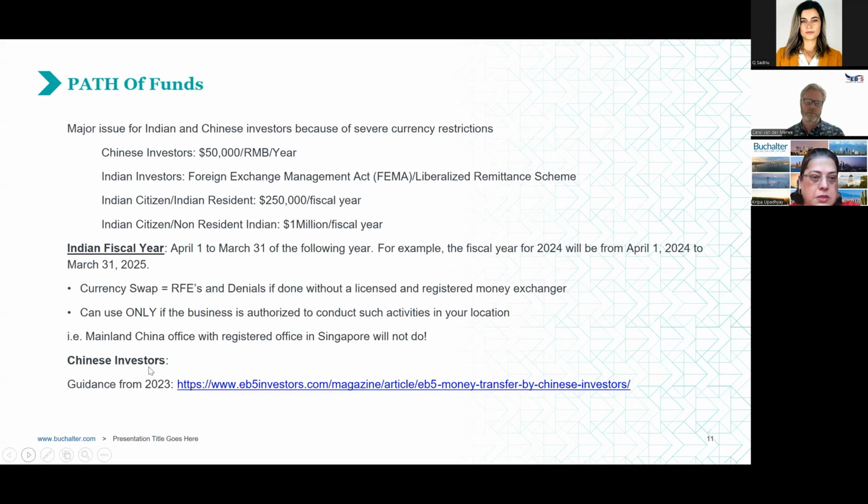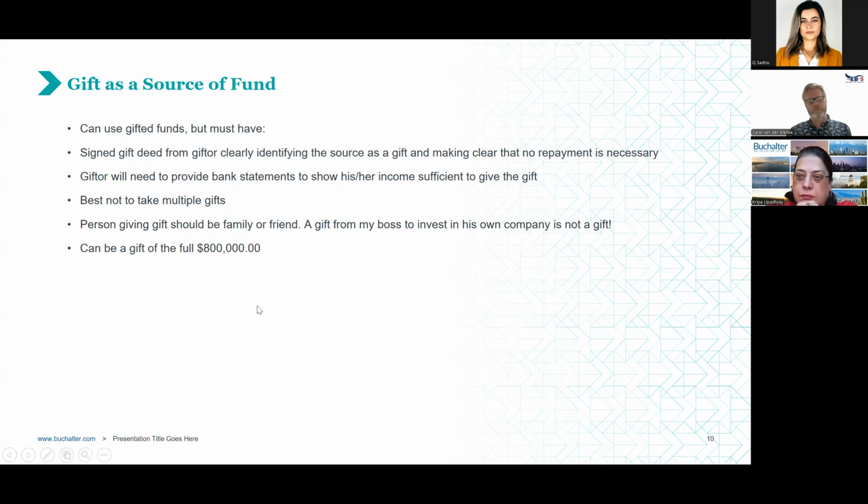What's next? Path of funds. Okay. Before we move to path of funds, but just really quickly. Let's say the boss wants to give the gift, and it's not really a gift, but it's got terms to it and whatnot. Can that be an unsecured loan?